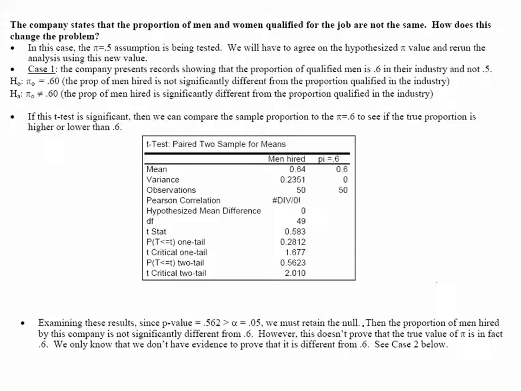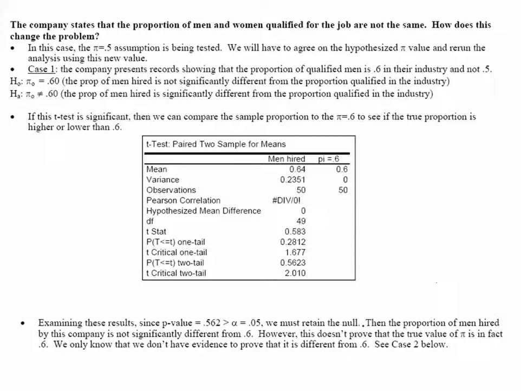So let's argue that there really are 60% men available for this position, not a 50-50 split. So the null hypothesis becomes that the population proportion is 0.6. The alternative hypothesis is that it is not 0.6. If the t-test is significant, then we can compare the sample proportion to the population proportion to see if the true proportion is higher or lower than 0.6. So this is our directionality once again.